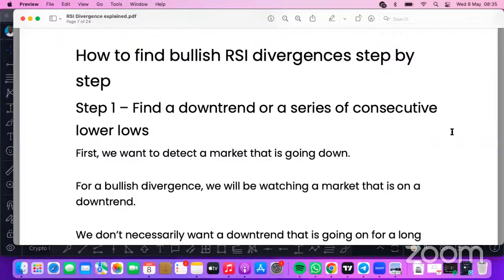Step one, find a downtrend. If you want to deal with divergences and be able to have them at your fingertips, the first thing, ladies and gentlemen, is to make sure that you find a downward trend. If you understand what I mean by finding a downward trend, give me a 5 in the chat.